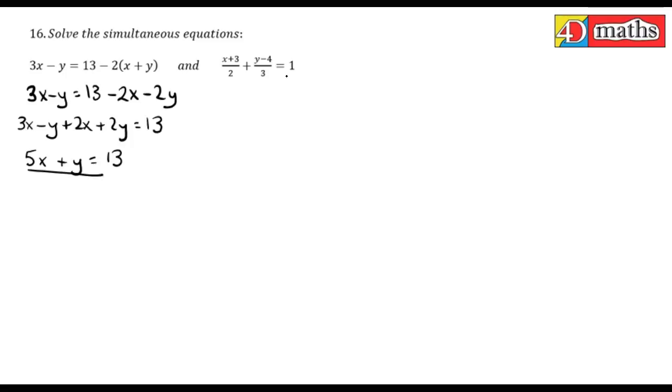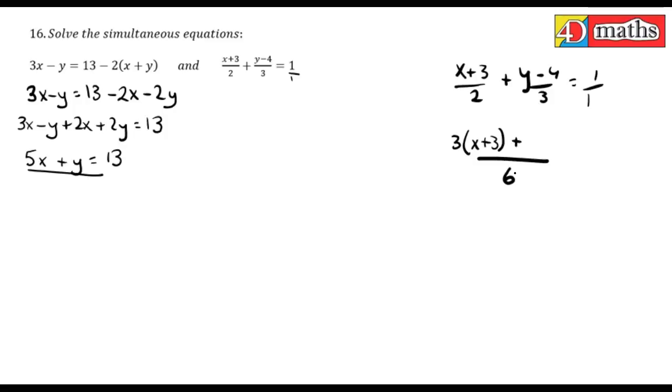Okay. Now this one, I have to deal with it because it's fractions, so I have to do a common denominator. I'll put it over 1. I'm actually going to write it out again over here. x plus 3 over 2 plus y minus 4 over 3 equals 1 over 1. What would be the common denominator? The common denominator here would be 6. So 2 into 6 goes 3 times, so it's 3 times x plus 3. 3 into 6 goes twice, y minus 4. And 1 into 6 goes 6 times, so 6 times 1.